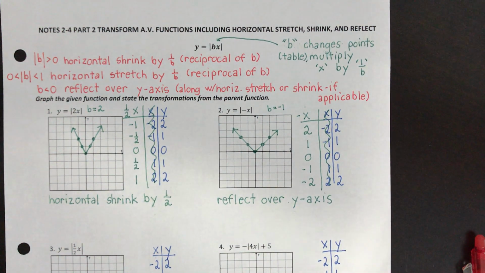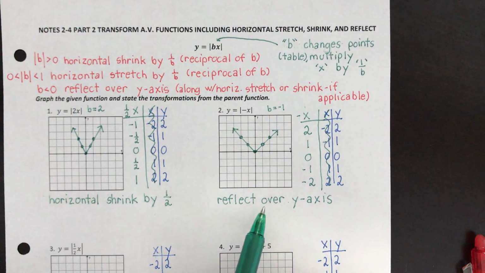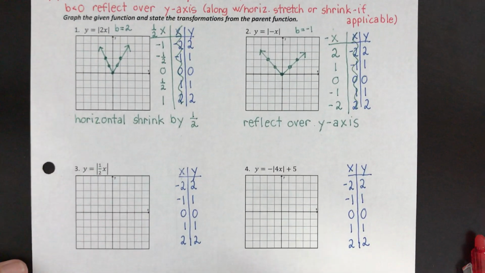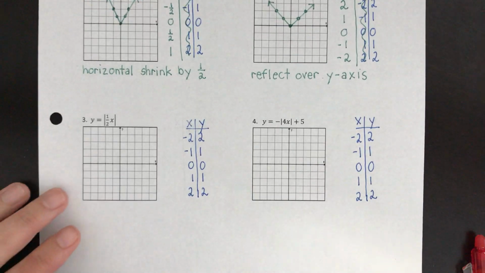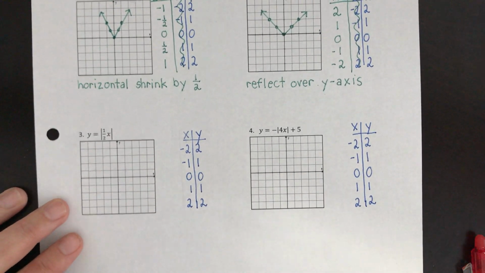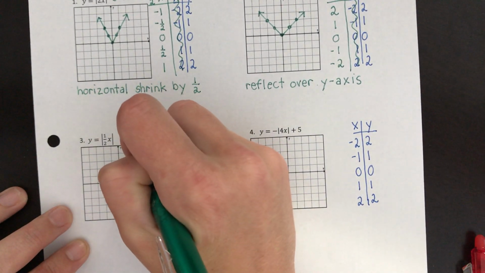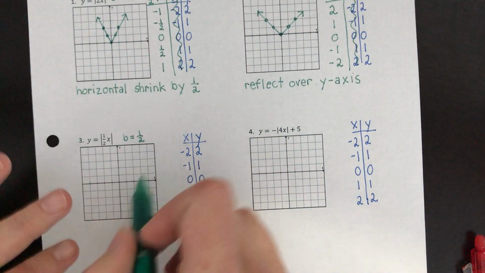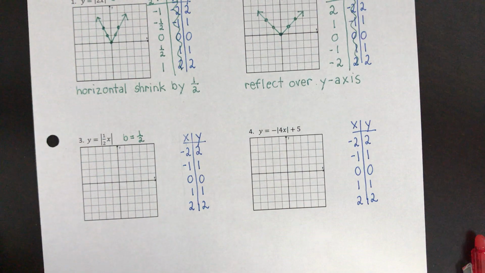So your reflect over y-axis for absolute value graphs won't change anything for any of your absolute value graphs. But you still have to write it and you still have to do your table. Because when we get to the other functions, some of them it will affect, so you need to get used to the process is what I mean. Okay, so our B value in this case is 1/2. We don't have an A, a C, or a D. So again, no left, right, up, down, vertical, stretch, shrink.